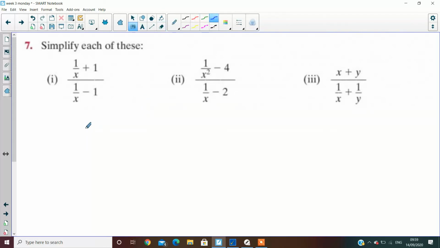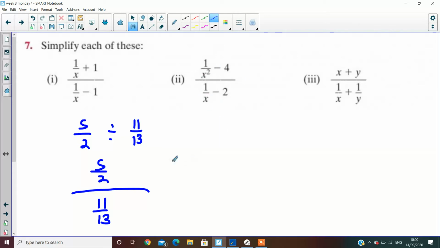If I had, let's say, 5 over 2 divided by 11 over 13, what would that look like? Looks a bit like this, doesn't it? Everybody cool with that? That looks similar to what we might get here in a minute. What do we do with 11 over 13? Bring it up and turn it upside down, and you're good to go, aren't you? And just multiply it out.